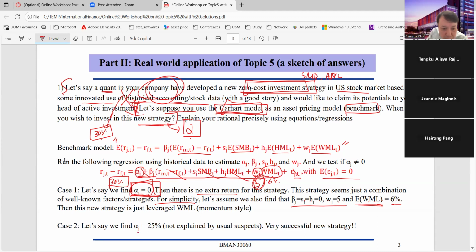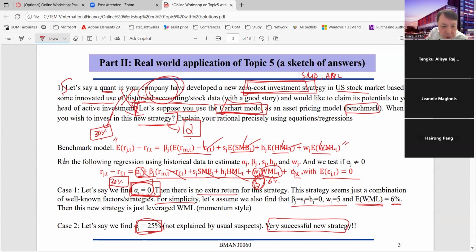But let's say you find alpha is 25% and not explained by any other things like this. Then this is something unexplained by the model. This is something you will earn more than what your benchmark says you should earn. So you're going to implement this strategy.